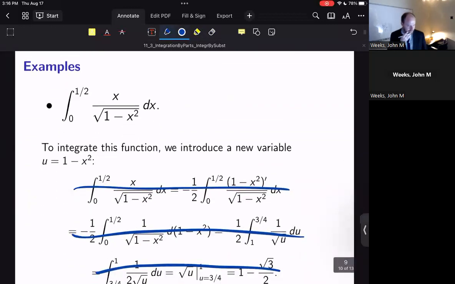Let's take a look at this one here. Let's take a look at examples of the integral going from 0 to 1/2 of x over the square root of 1 minus x squared dx.